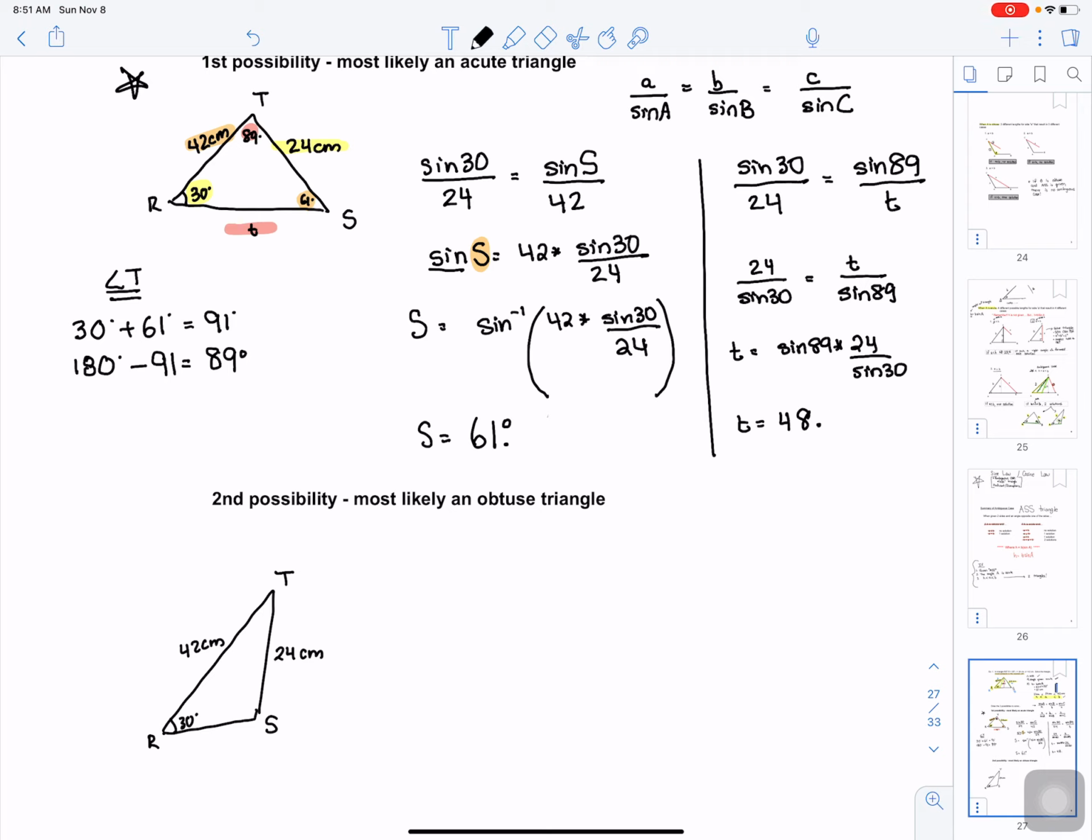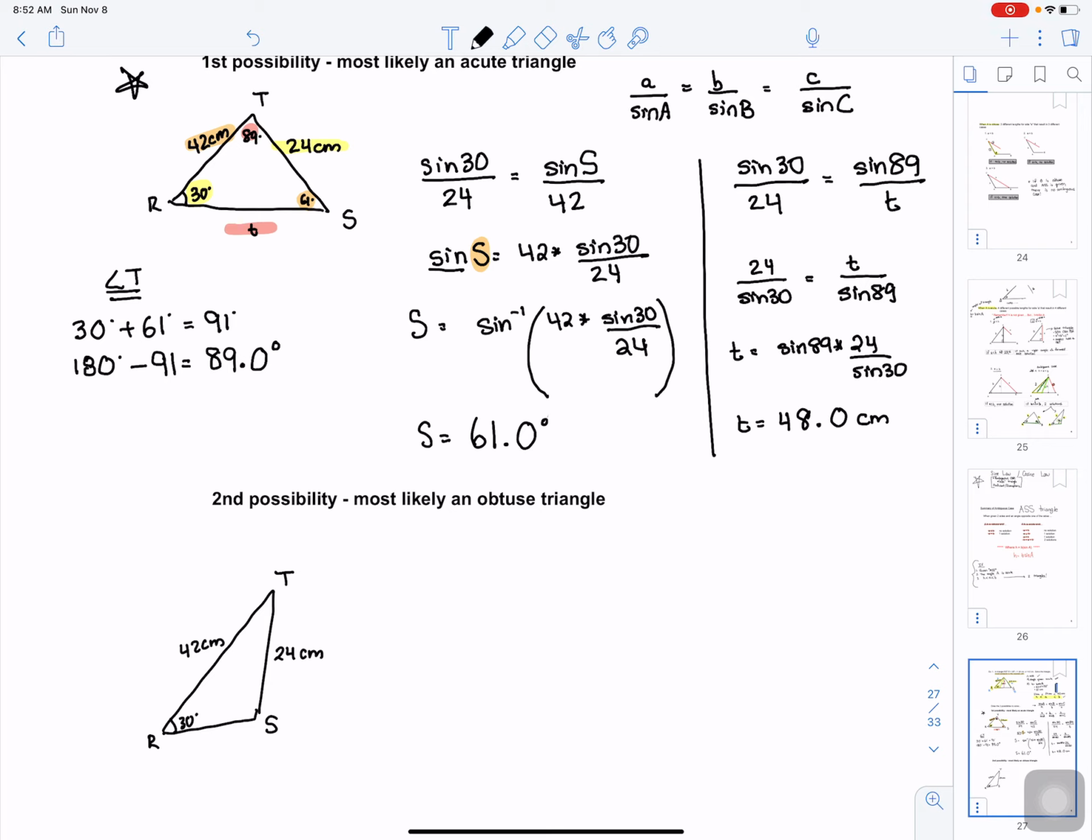42 times sine 30 divided by 24. You get 61.0 degrees. So you want to make sure you round that to the nearest tenth. 89 rounded to the nearest tenth is 89.0 degrees. And then my t is 48.0 centimeters when I work that out. And I'm just going to double check that calculation on my calculator here.